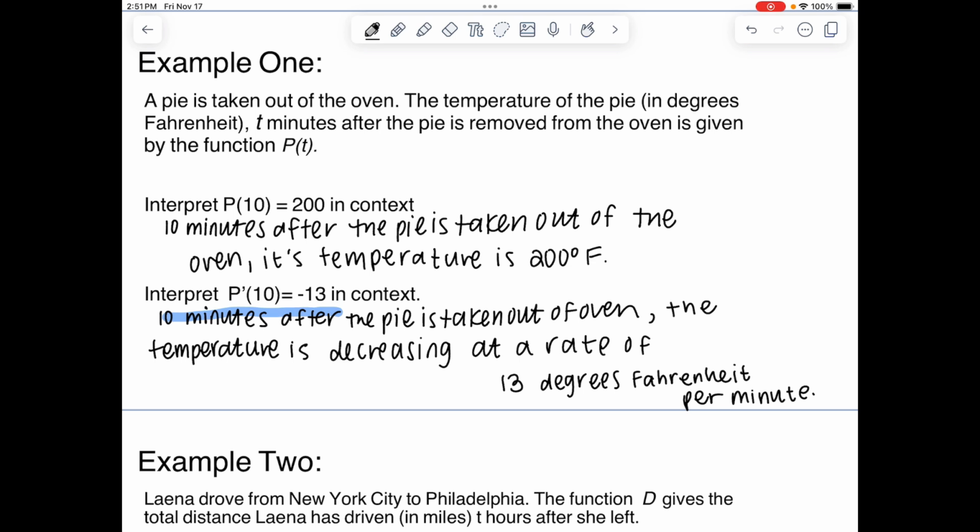And so that's how you would interpret something in context. I have the instant right there. Here I have my context: the pie is taken out of the oven, the temperature. Right here I have my rate: I said decreasing at a rate of 13. And then I also have my units, degrees per minute. And so 10 minutes after the pie is taken out of the oven, the temperature is decreasing at a rate of 13 degrees Fahrenheit per minute. And so that's what the derivative at 10 means.